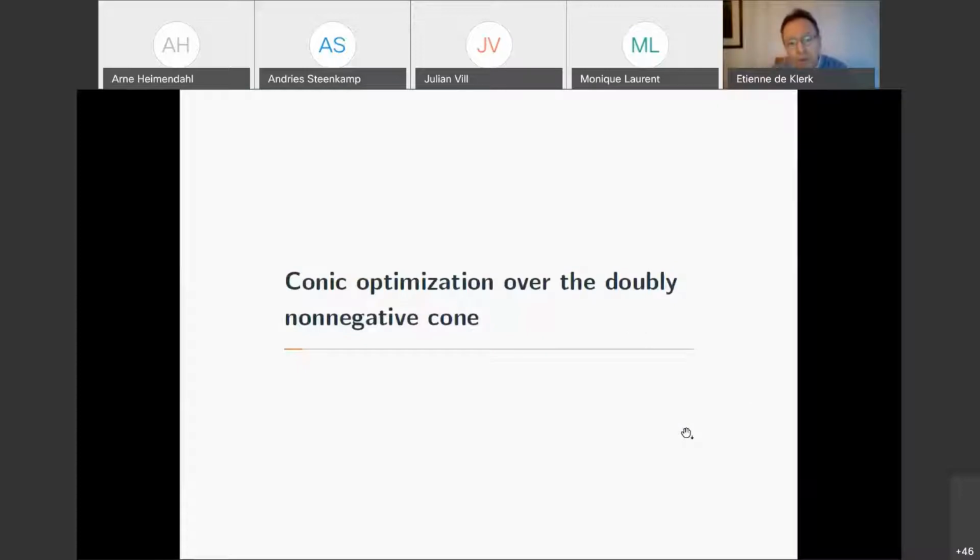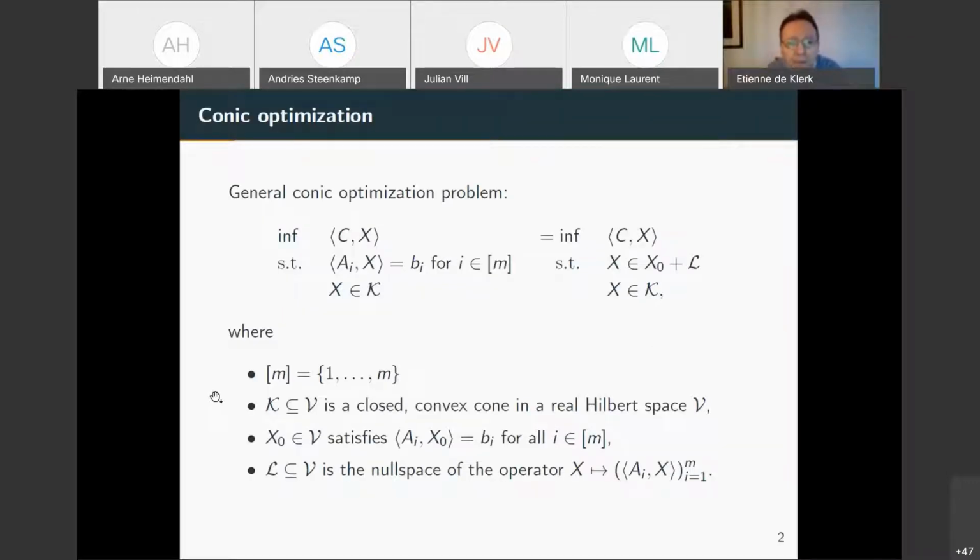So we start with conic optimization, and in particular, looking at the doubly non-negative cone. So here is the general conic optimization problem, and I think many people here are very well familiar with these things. So basically, it's a linear optimization problem, and the only nonlinear part is the membership of the cone. So K is in principle a closed convex cone in an inner product space.